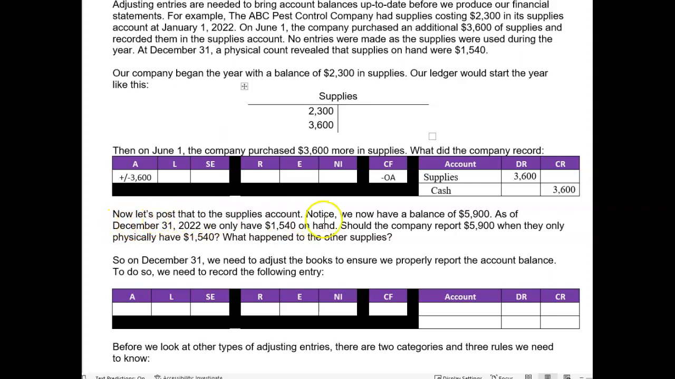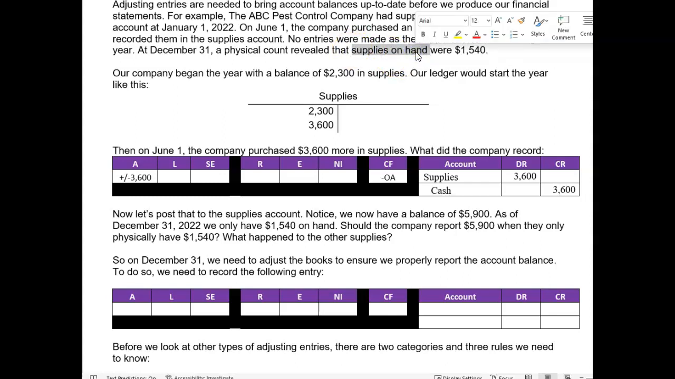Now, on December 31st, though, we went and did a physical count. Be careful. Sometimes when you're working these, it'll say the supplies used during the period. That tells you how much you actually used. Here it says supplies on hand. So at December 31st, we go back and we count our supplies. According to that count, we only have $1,540 left. So think about it this way. Can we report $5,900 in supplies if we physically only have $1,540?